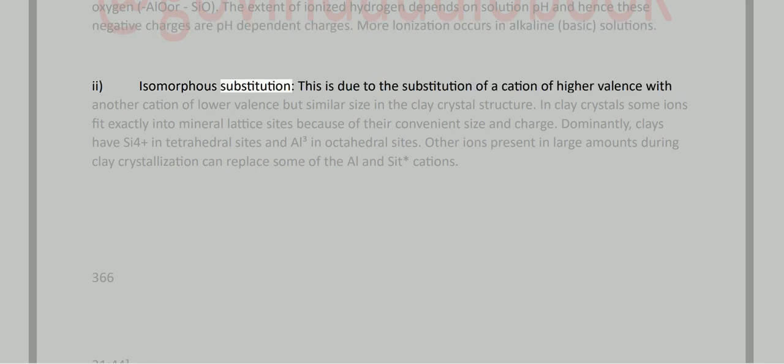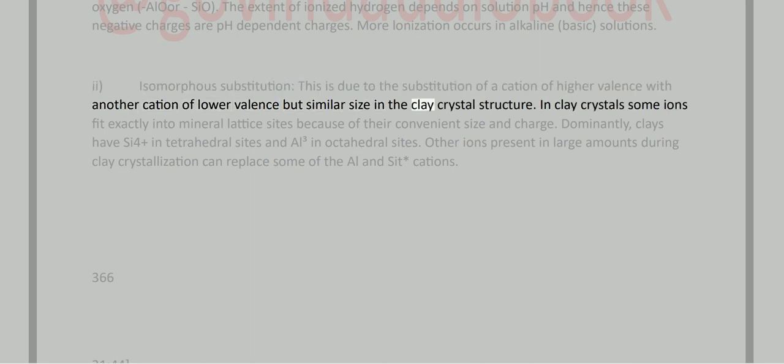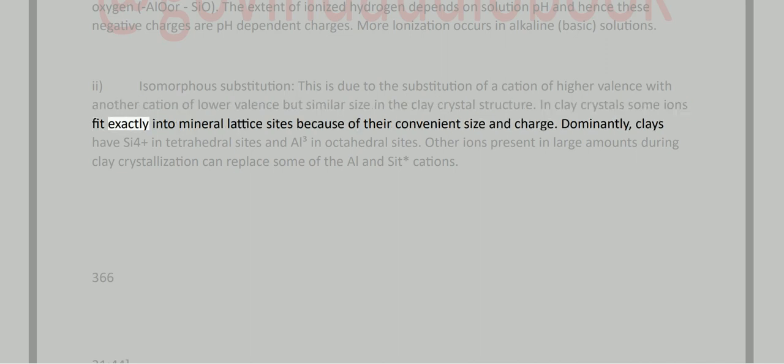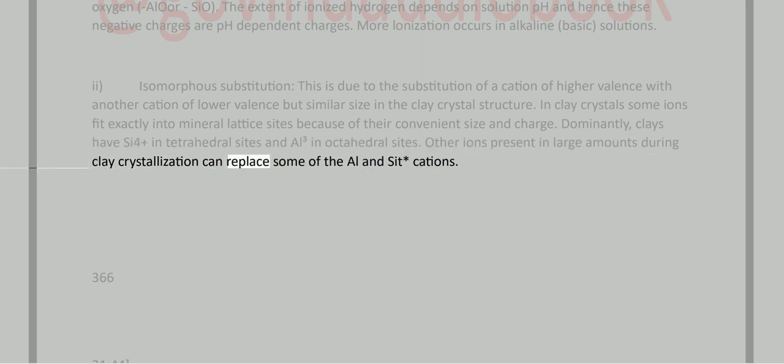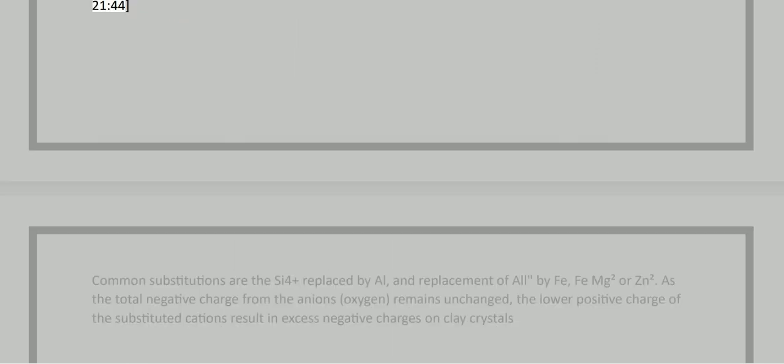2. Isomorphous substitution. This is due to the substitution of a cation of lower valence for another cation of higher valence but similar size in the clay crystal structure. In clay crystals, some ions fit exactly into mineral lattice sites because of their convenient size and charge. Dominantly, clays have Si4+ in tetrahedral sites and Al3+ in octahedral sites. Other ions present in large amounts during clay crystallization can replace some of the Al and Si cations. Common substitutions are Si4+ replaced by Al3+, and replacement of Al3+ by Fe2+, Mg2+ or Zn2+. As the total negative charge from the anions, oxygen, remains unchanged, the lower positive charge of the substituted cations results in excess negative charges on clay crystals.